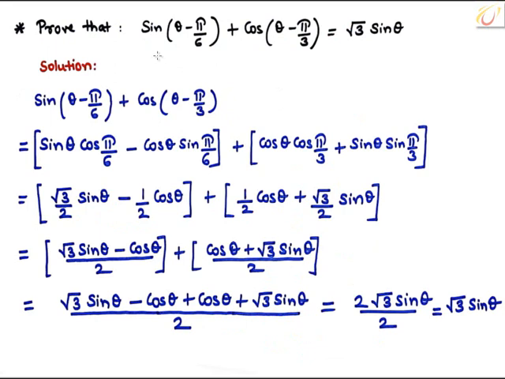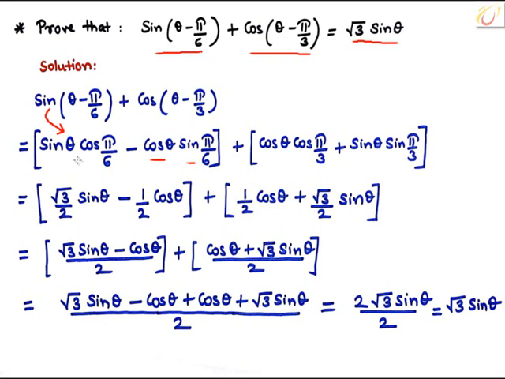sin(θ − π/6) + cos(θ − π/3) is equal to root 3 sin θ. So sin(θ − π/6), can we use the formula of sin(a − b)? It will be sin a cos b − cos a sin b. So cos(θ − π/3), we will use the formula of cos(a − b), which is cos a cos b + sin a sin b. Put these in two different brackets. Please understand the importance of brackets.